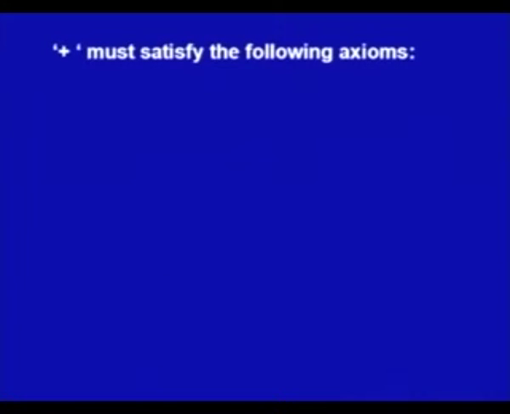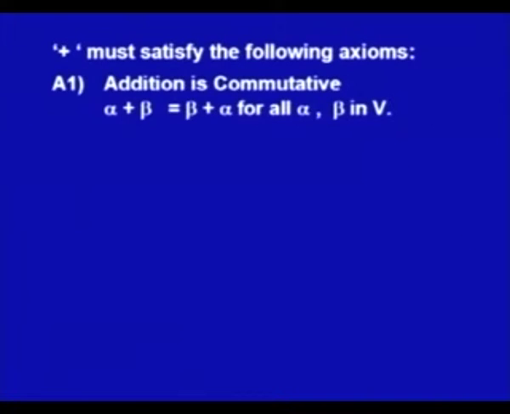Now, this vector addition must satisfy the following axioms. The first axiom is that addition is commutative. That means, if we add beta to alpha, that is alpha plus beta, or we add alpha to beta, that is beta plus alpha, it is the same for all alpha, beta in V. That is, alpha plus beta is equal to beta plus alpha for all alpha, beta in V. If this property is satisfied, then we say addition is commutative.